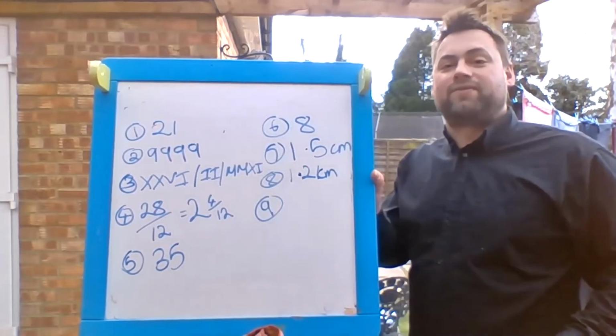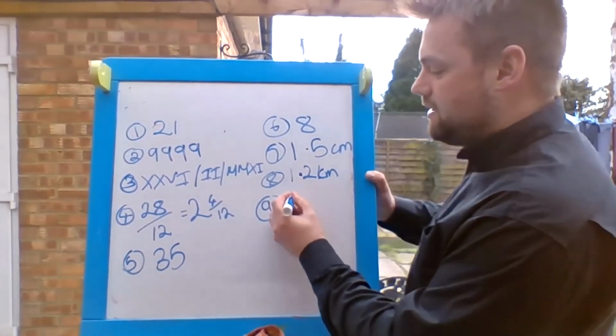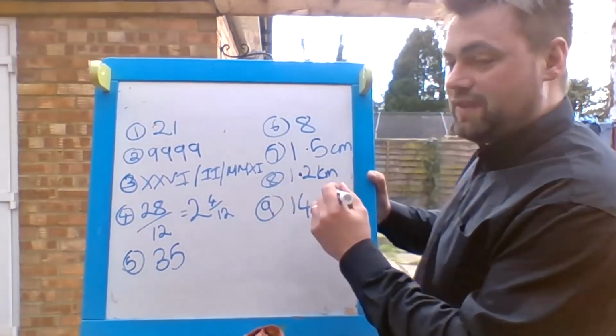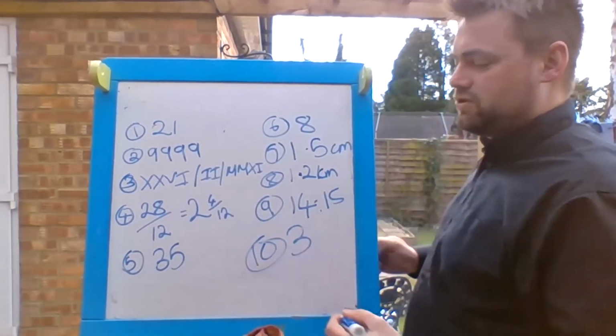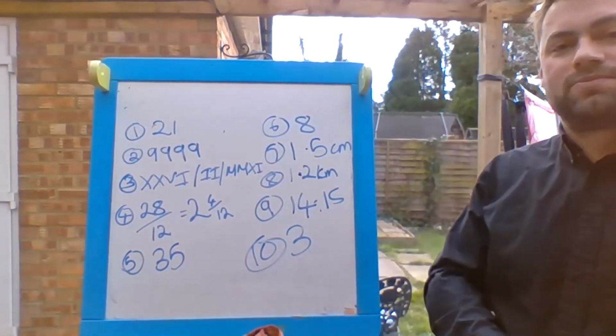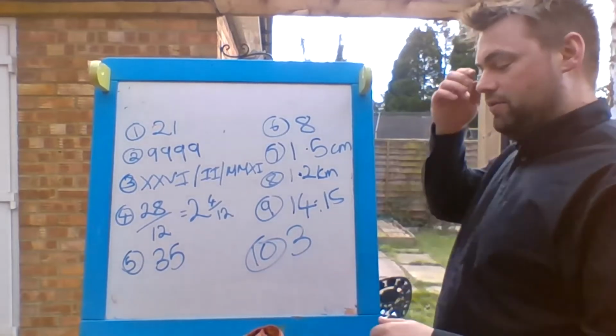Question 9, what is 2:15 on a 24-hour clock PM? So that's 14 hours and 15 minutes. And then for the last question, 36 divided by 12 gives you 3. Mark your questions, please. Well done if you've got all of them correct.